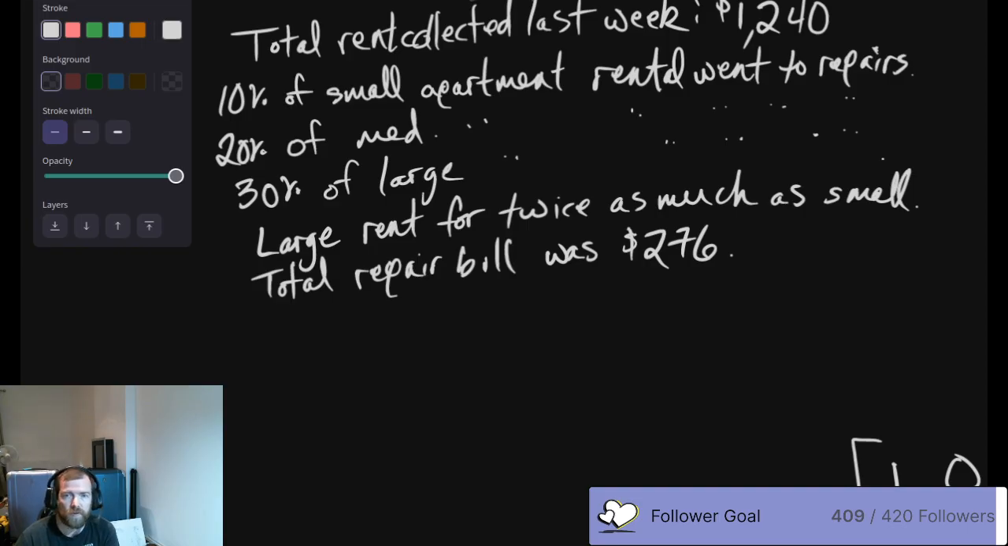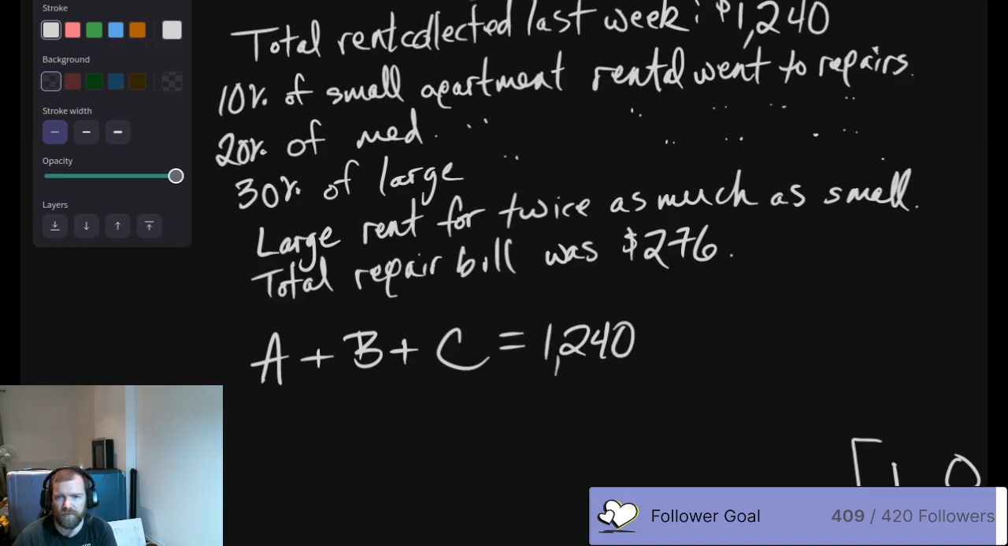Okay, so the total amount of rent that was collected last week was $1,240, given some number of size A apartments plus some number of size B apartments plus some number of size C apartments. The total rent, when you add all this stuff up, is $1,240.